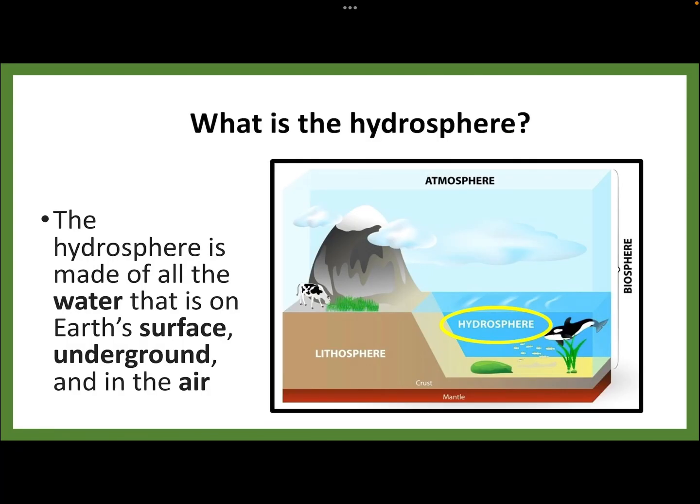The hydrosphere is going to be where the water is. This does include the water that is underground. Most of the fresh water that you use is underground water. And the hydrosphere does include that along with all of the surface water. It also includes the water that is in the air, the water vapor that forms your clouds and then will eventually come down as precipitation.